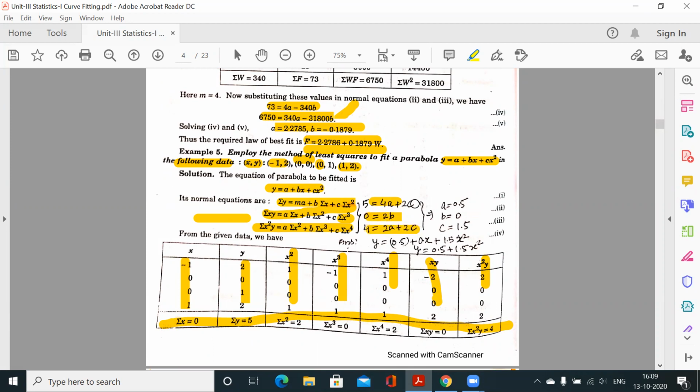Because these are very simple equations, this gives 0 is equal to b, so b is 0. And if we solve these two equations, here we have a and c. By applying elimination, you will get a as 0.5, c as 1.5. So writing the answer, y is equal to a plus bx plus cx square. So this is your answer.